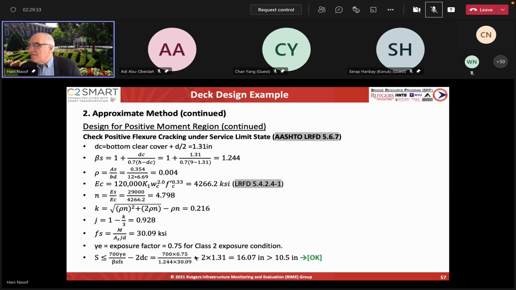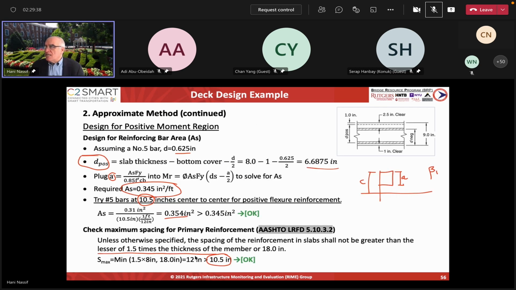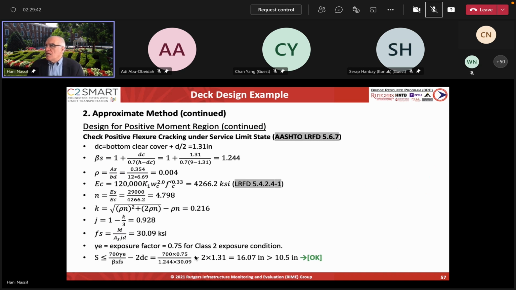And then for the positive moment region, we started by the positive moment region here, and we did this part. So we're continuing. Now we want to check the AASHTO article, the different conditions that you have to meet. And I believe this is the equation I was talking about, if you have different exposure, and this is the maximum spacing.